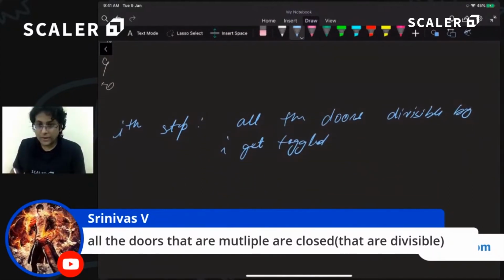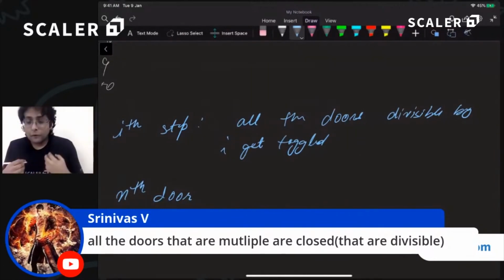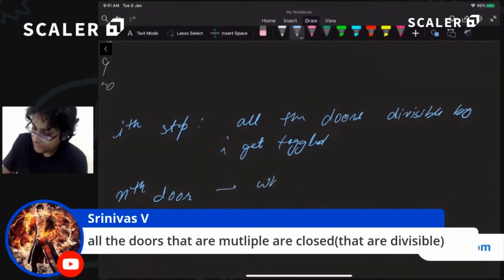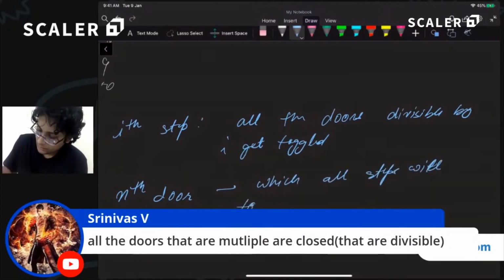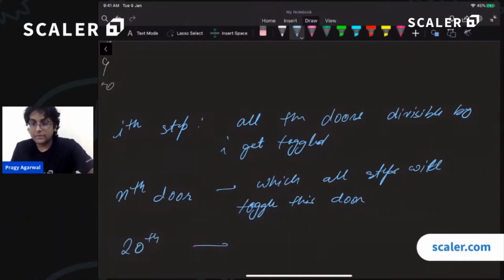Now the question is, let us suppose that I am talking about the nth door. For which all steps will this door be toggled? Right? So is the question clear? If in the ith step, I toggle every ith door, then given a door number, let's talk about the 20th door. Then in which all steps will this 20th door be toggled?